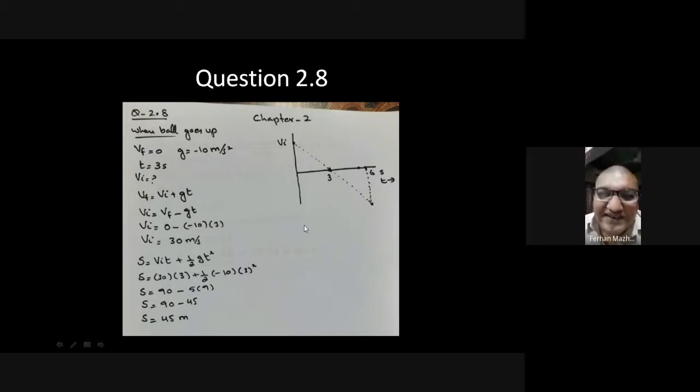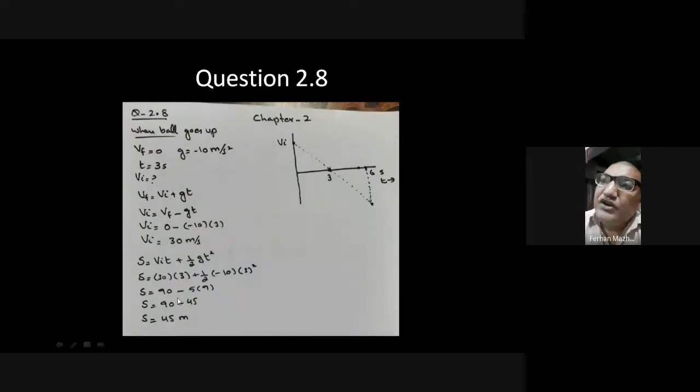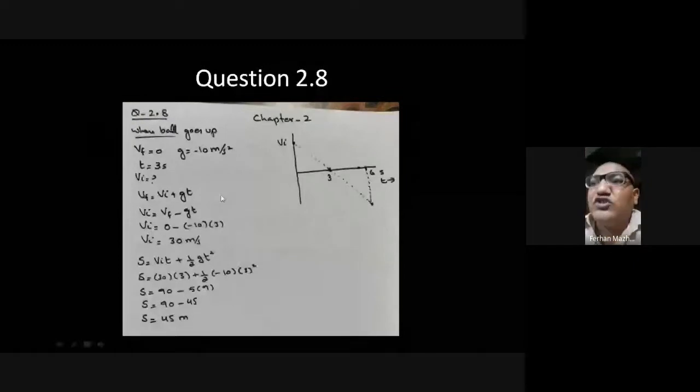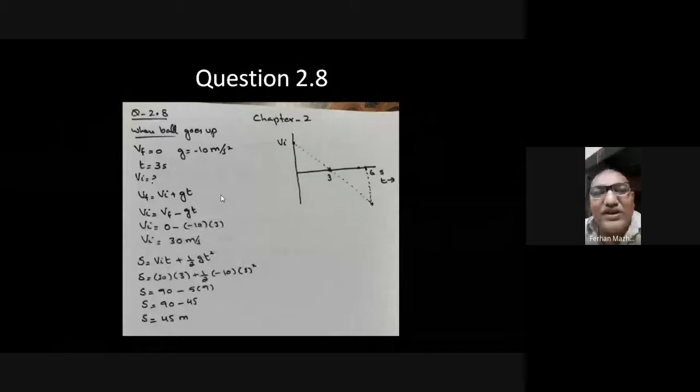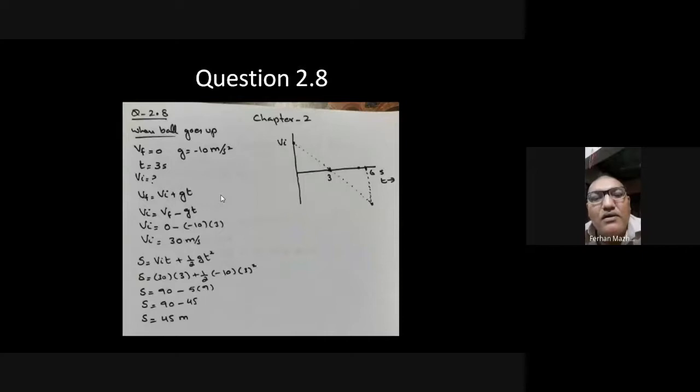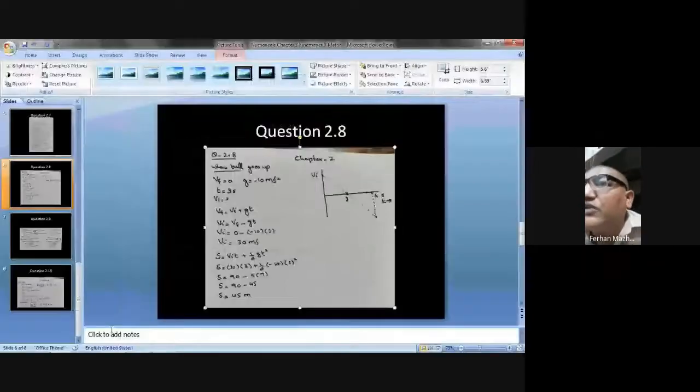So you don't have to be bothered about this, we make this for our understanding. They make the question easier, but in Matric, basically we solve the question with the help of equations. So this is question number 2.8. What do you say? Do you understand this? Mehani says yes. Okay, thank you. So we are going to the next question.